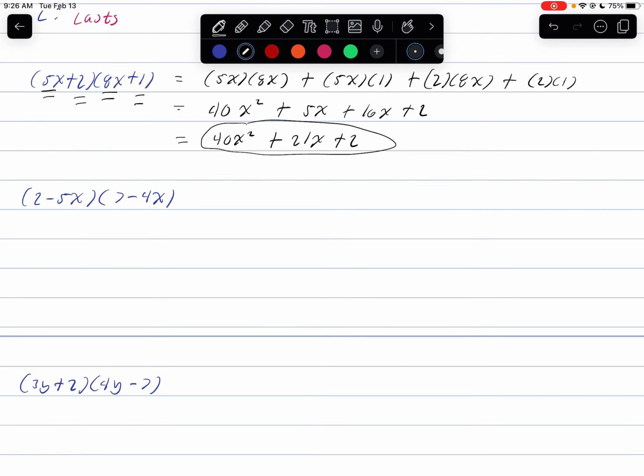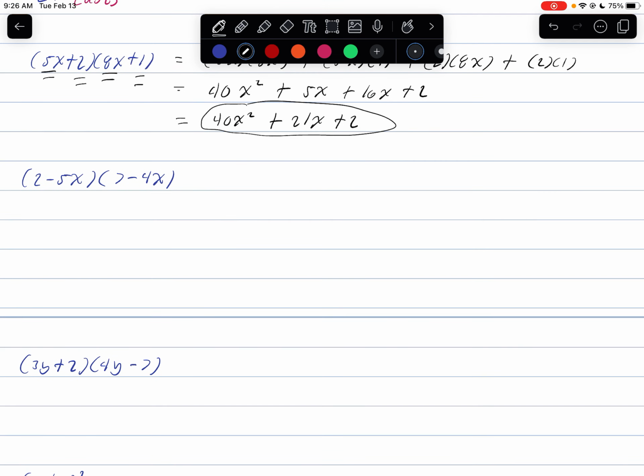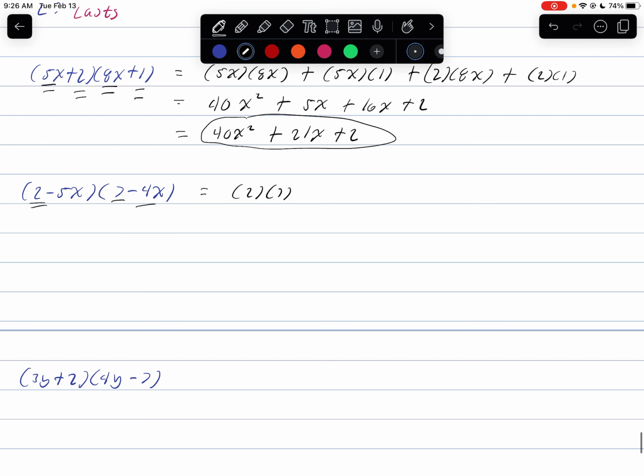Okay, this works with subtraction as well. There's not really much that changes. It's just you have to pay attention to the signs, is all. Okay, so here we have 2 minus 5x times 7 minus 4x. Firsts are going to be 2 and 7. So that's going to give us 2 times 7. Okay, our outers are going to be 2 and negative 4x, so plus 2 times negative 4x.